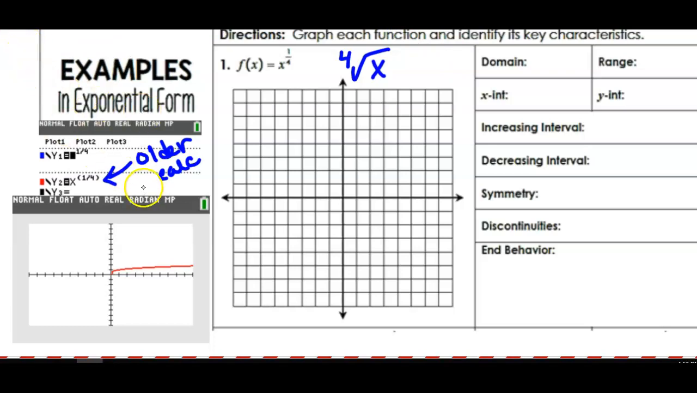If your calculator is older, you will type x to the 1 divided by 4, but it will not do that correctly unless you put parentheses around the 1/4. If yours doesn't go up into a little box up there as you're typing, then you need the parentheses. Now, I will tell you there is a way to do a fourth root of x too, but this was written as 1/4, so we won't worry about it. Under the math menu, there's an x root of, and then you could type in this little box and you could put a 4.